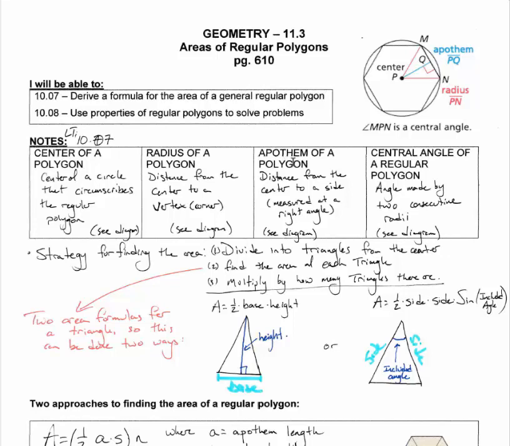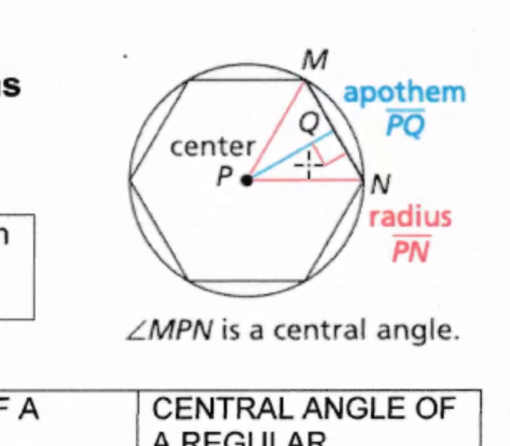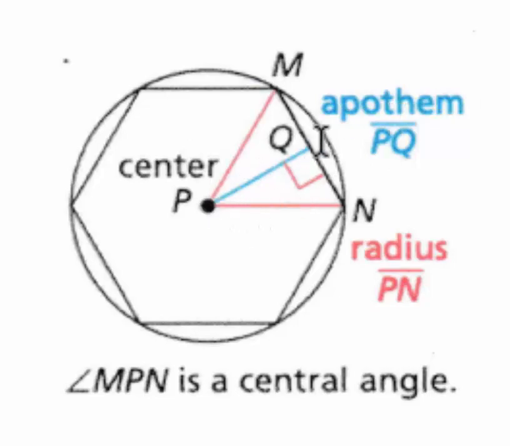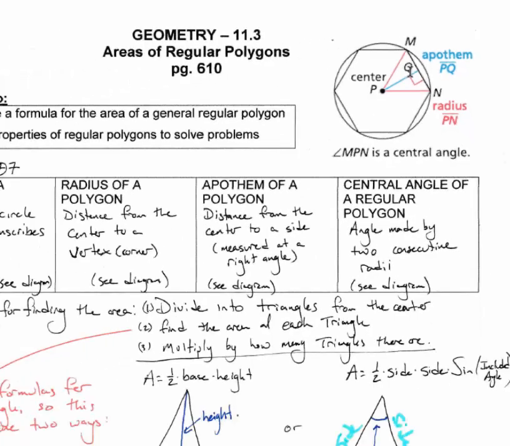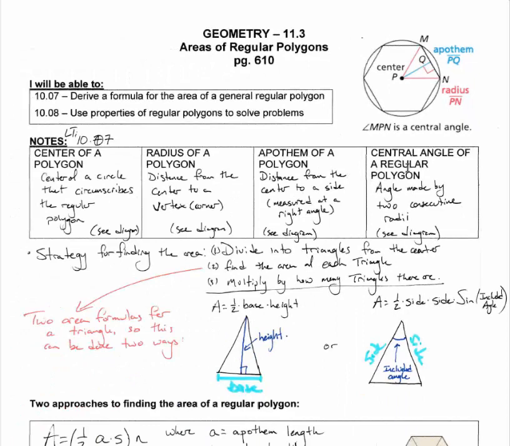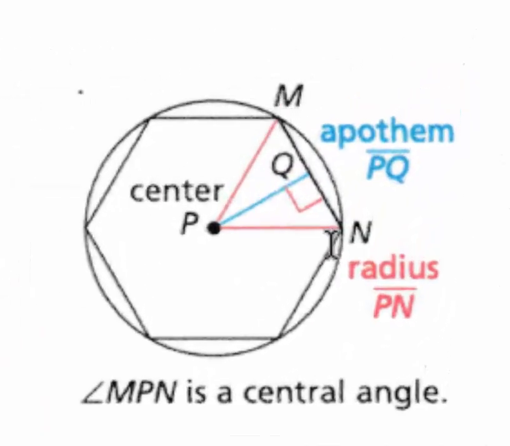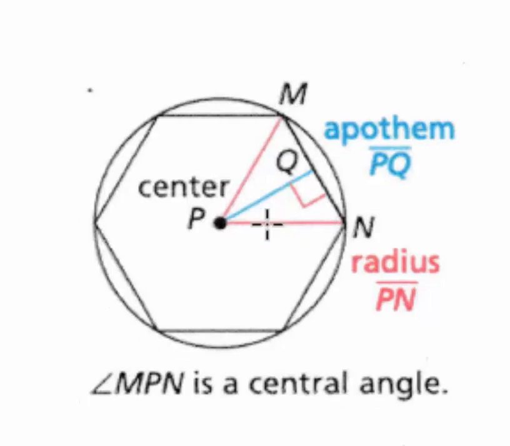And apothem, or apothem, depending on how you choose to pronounce it, is the distance from the center to the side. And we always measure distances at right angles. So in this picture, this blue segment from P to Q is an apothem. And then lastly, we're going to find central angles of polygons. These central angles are angles whose vertices are at the center. It's the angle that you would make by connecting consecutive vertices, or vertices that are next door to each other, to the center. So in this case, angle MPN would be a central angle.